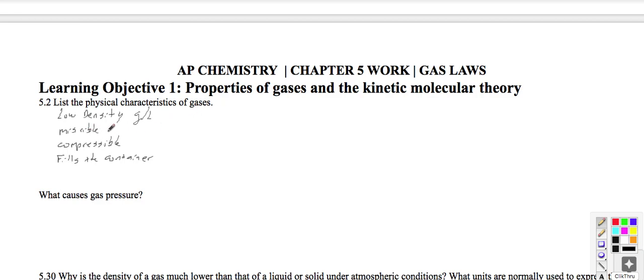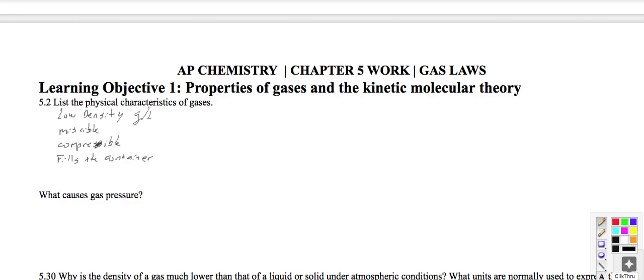They're miscible. This means that they mix together in homogeneous solutions. Regardless of the gas, no matter what you have, they're always going to mix together in a homogeneous way. For example, air is primarily nitrogen and oxygen with some other trace gases in it. They all mix together to form this homogeneous mixture, or homogeneous solution, of air.